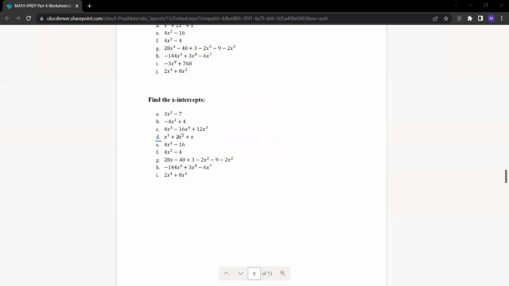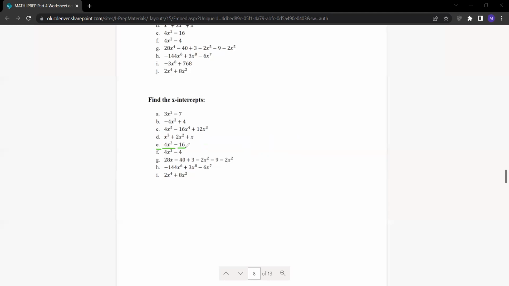So we have x to the 3rd plus 2x squared plus x. So we factor out x. We have x squared plus 2x plus 1. Here we can see it's going to be x plus 1 times x plus 1, which gives us an answer of 0 and an answer of negative 1. So those are our 2 x-intercepts for part D. We'll go ahead and work on part E.